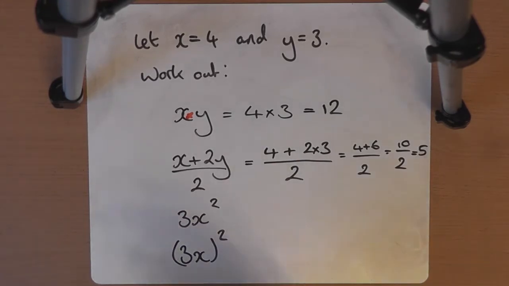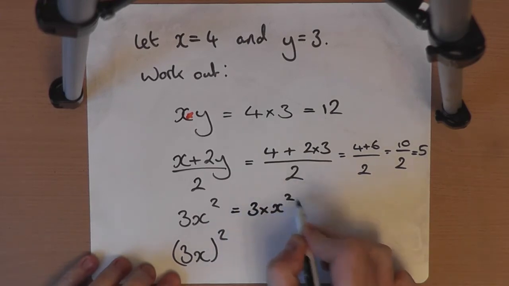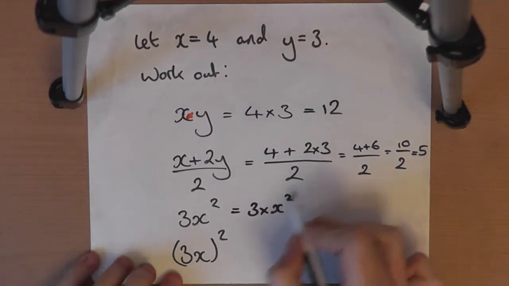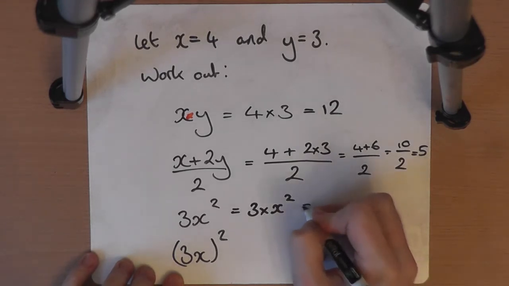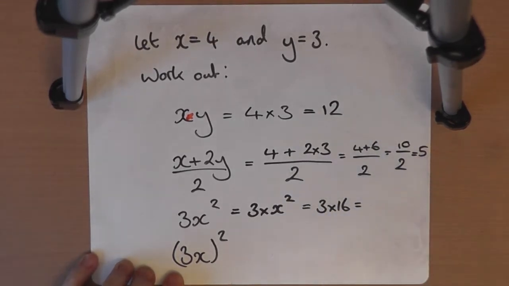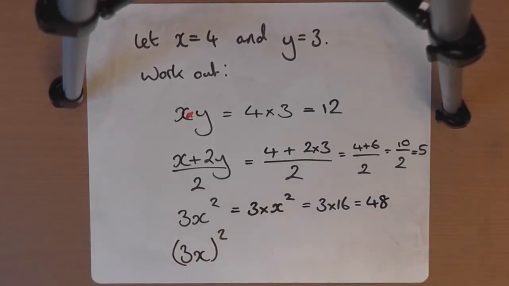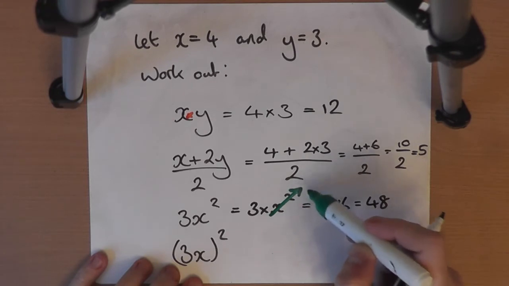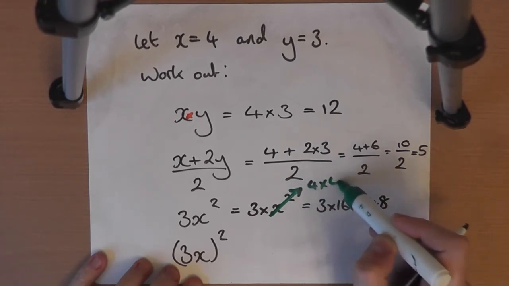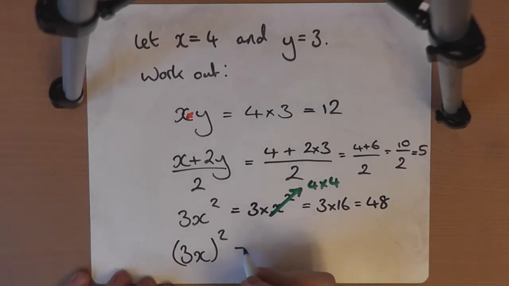3x squared. Well, what this actually means, if we were to stretch this out, is 3 times x squared. X is 4, so x squared will be 16. 3 times 16, and 3 times 16 would be 48, where the x squared is being swapped out for 4 times 4.